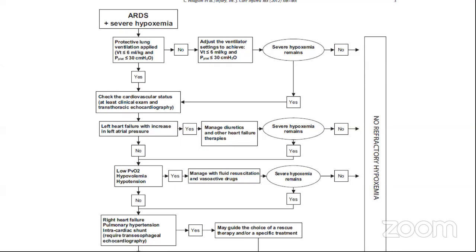So you should optimize the function of the left side of the heart of your patient by giving an inotrope if hemodynamically unstable, or you can start an ACE inhibitor, diuretics, or a small dose beta blocker, which all lead to improved left ventricular function of your patient.